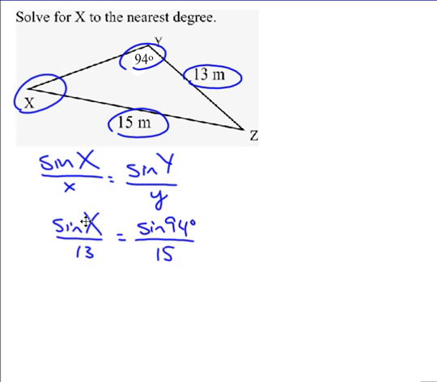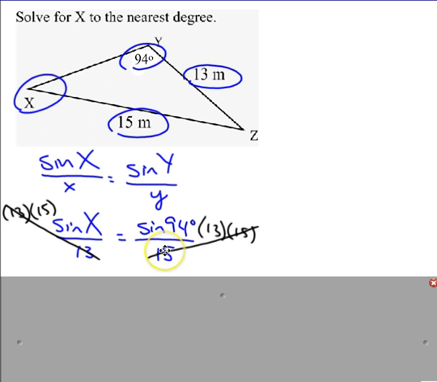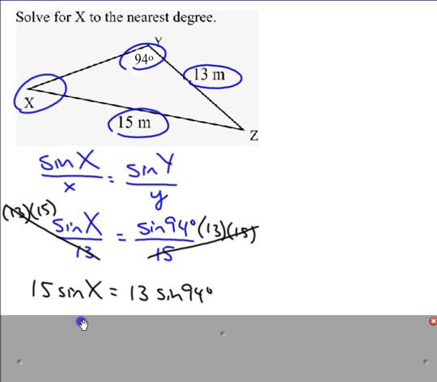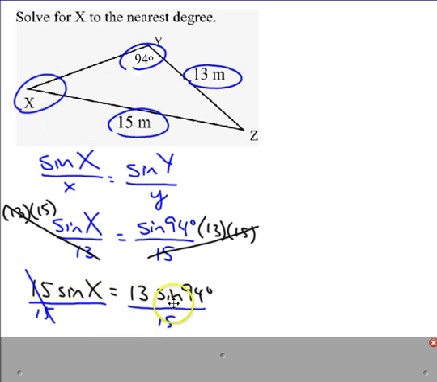Okay. Subbing in the information we know, we've got this pair of fractions. We've got to solve this proportion. So we solve a proportion by multiplying both sides by the LCD, 13 times 15. Divide out the 15s, divide out the 13s. We're left with 15 times the sine of x is equal to 13 times the sine of 94. Keep in mind, angle x is unknown. We're going to need to use inverse sine. Divide both sides by 15, and you've got this fraction. So that's pretty good. We've got the sine of x is equal to this expression. These are all numbers which you can put in our calculator.